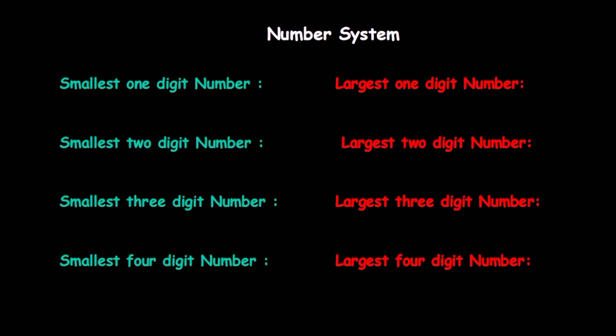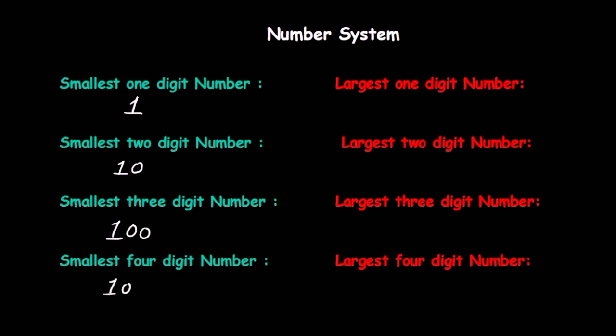Look here. In the number system, the next important topic: the smallest 1-digit number, smallest 2-digit number, smallest 3-digit and smallest 4-digit number. Can you tell me what is the smallest 1-digit number? Yes, that is 1. The smallest 1-digit number is 1. The smallest 2-digit number is 10. The smallest 3-digit number is 100. The smallest 4-digit number is 1000.